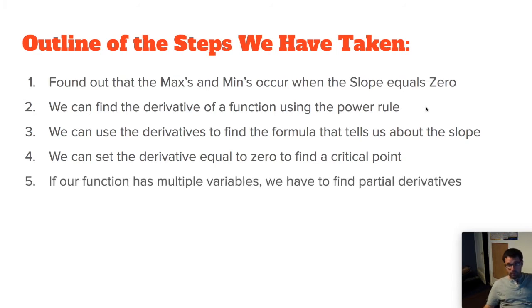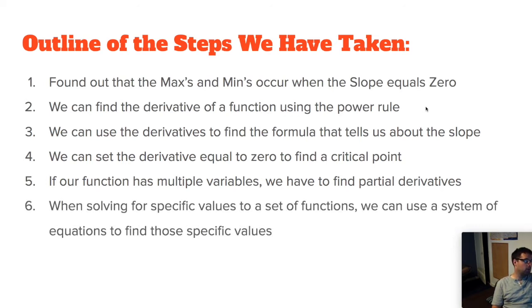If we have multiple variables in our function, we have to find partial derivatives so we can account for the different directions that the graphs can go in. When solving for specific values to a set of functions, we can use a system of equations to find those specific values, because we've got 4 variables and 4 equations.